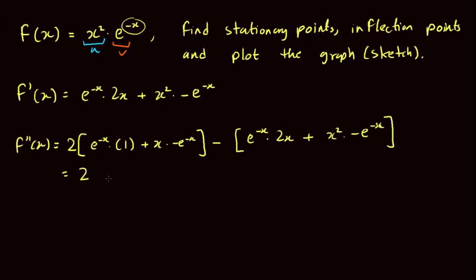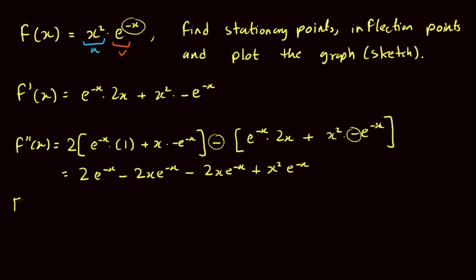You can simplify it to become 2e to the power of -x minus 2x e to the power of negative x minus 2x e to the power of negative x and minus x squared. Minus and minus becomes plus, so it becomes plus x squared e to the power of negative x. Okay, so we already found f prime x and f double prime x.